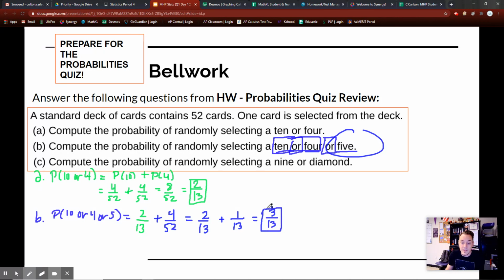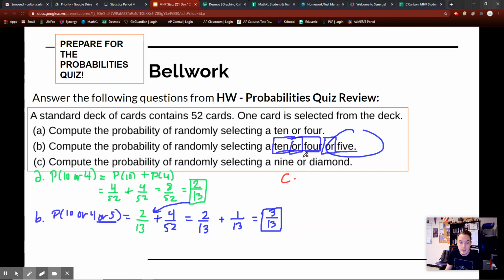So that is probably the fastest way to do it, where I don't need to necessarily think, okay, there's 4 10s, there's 4 4s, and there's 4 5s. I really just need to take that probability and move it right there because I already know the probability of getting a 10 or a 4. And I can put it right there and then just tag on plus 4 out of 52 because there's 4 5s out of a 52 card deck. That's the easiest way to do it.